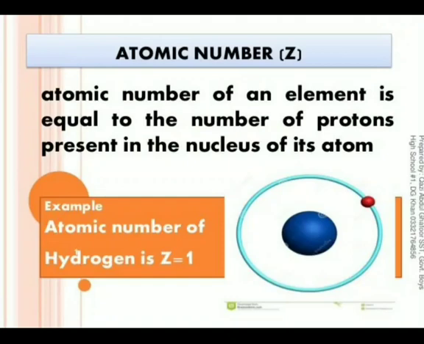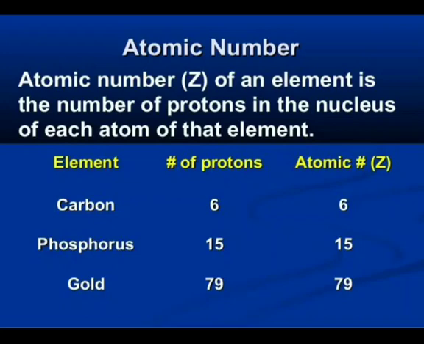Okay, and you know that protons are present in the center of the atom, in the nucleus. The number of protons present in an atom is the atomic number, and it is denoted by the capital letter Z. So the number of protons in the atom of an element is the atomic number. For example, carbon: the number of protons is equal to 6, so the atomic number is Z equals 6, because atomic number equals the number of protons present in an element.